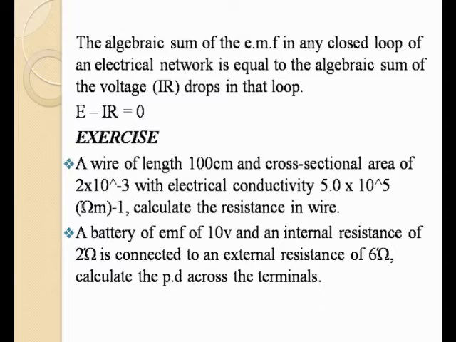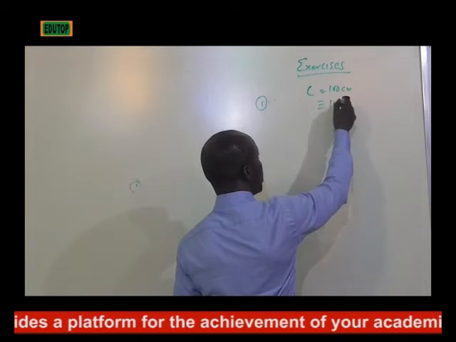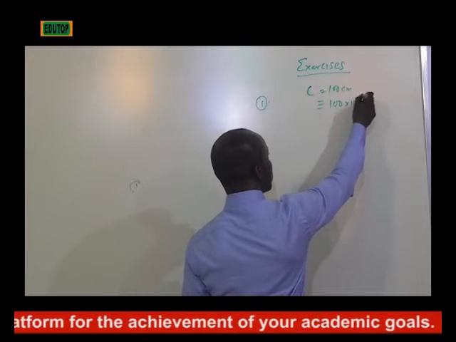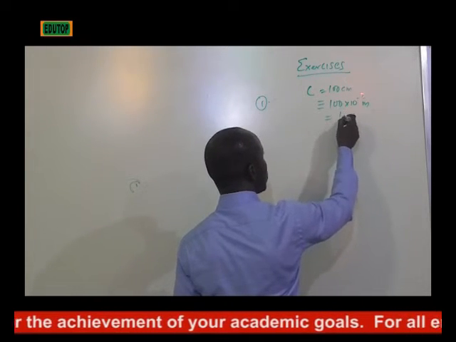Like number 1 now, it's talking about conductivity. Let me do the analysis. For the exercises, we have number 1. What does number 1 say? Number 1 says that the length of that wire is 100 centimeter. Remember, 100 centimeter is equivalent to 100 exponential minus 2 meter, which is equivalent to 1 meter.